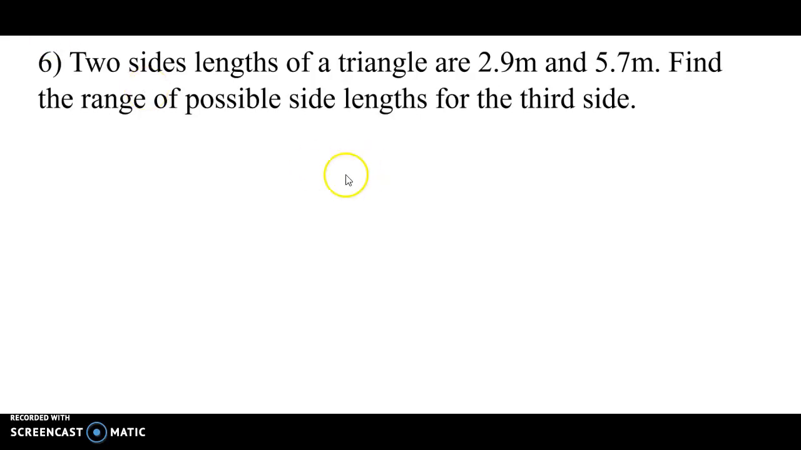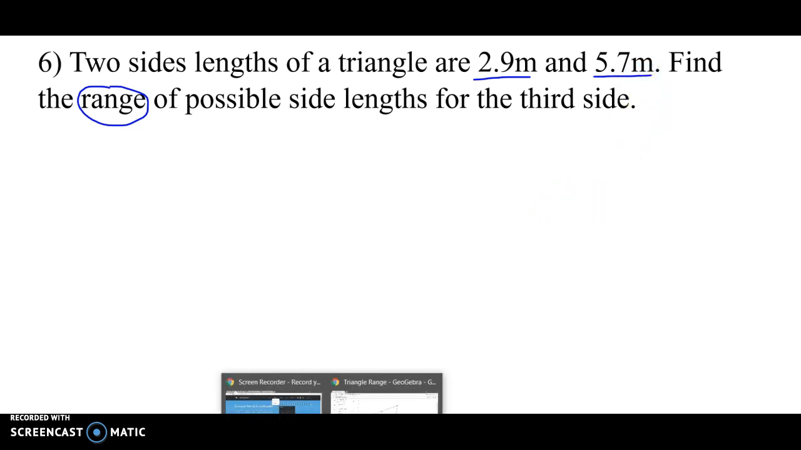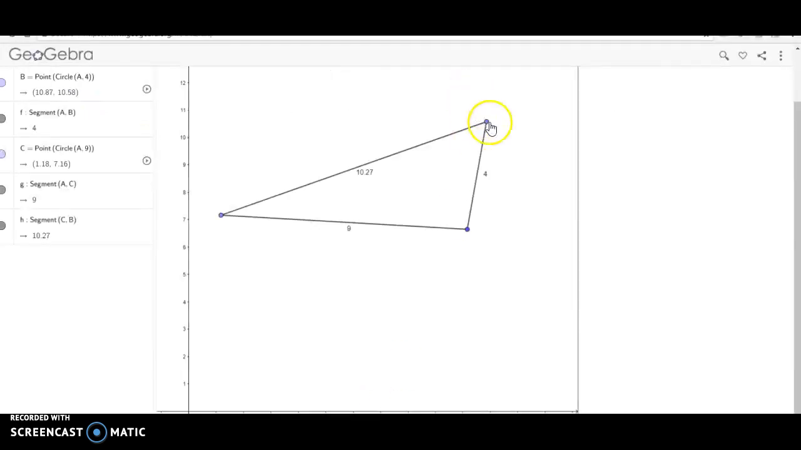So on number 6, the important word here is the range of sides. If we know two sides, one of them is 2.9 and the other one is 5.7, we have to remind ourselves that the third side could be many different options. So here I have a triangle that has side lengths of 9 and 4, and those are concrete. They can't change. The range of sides is that third one that's moving right now.